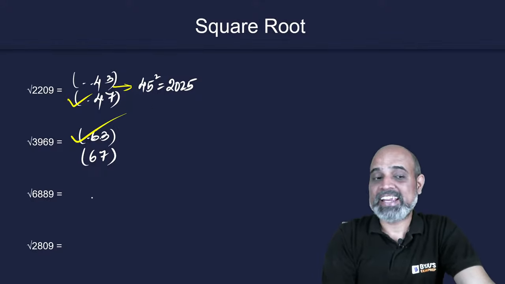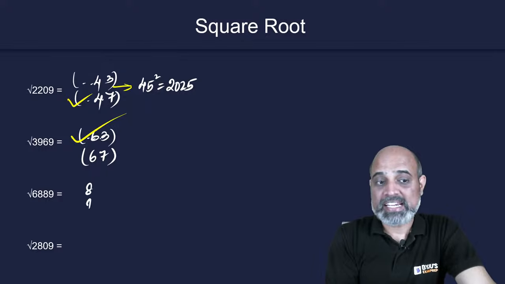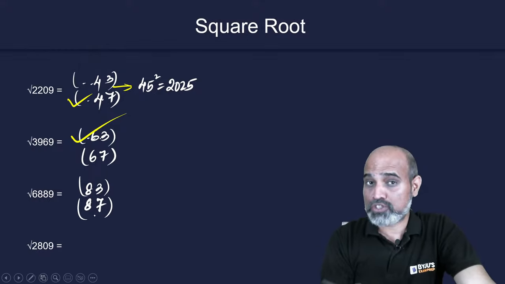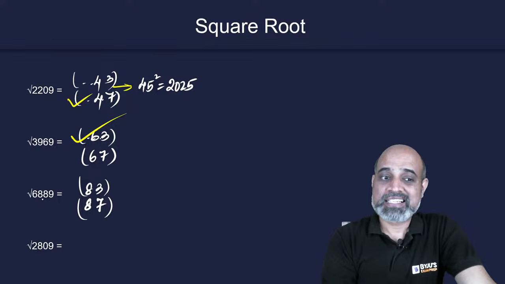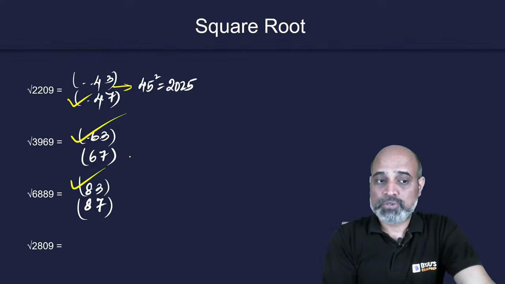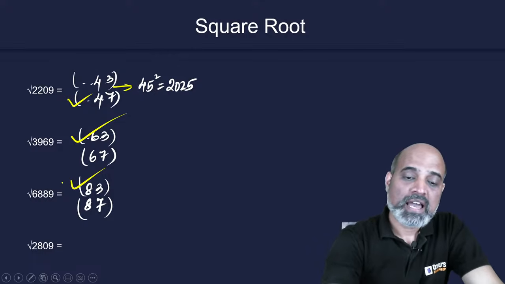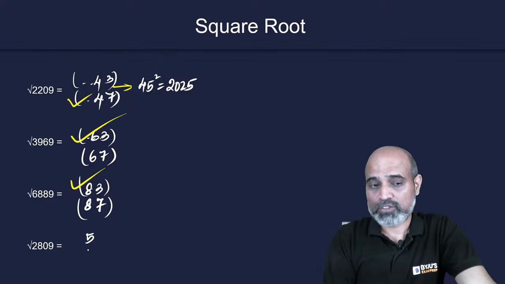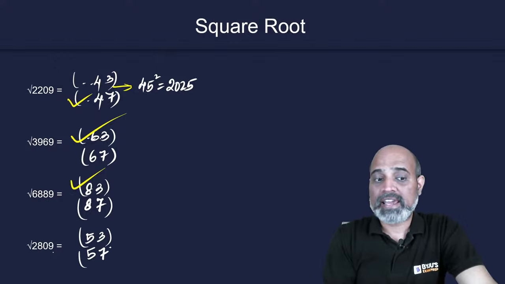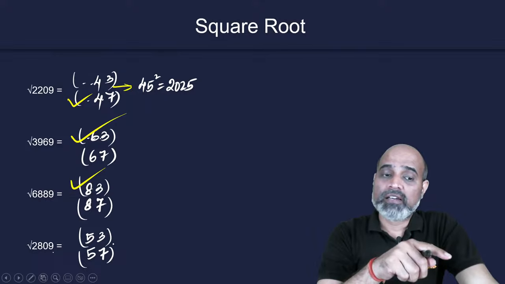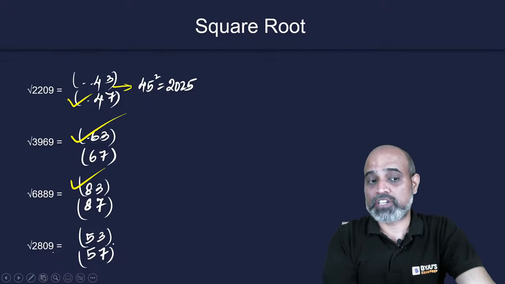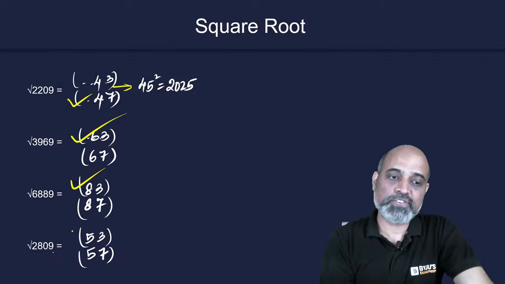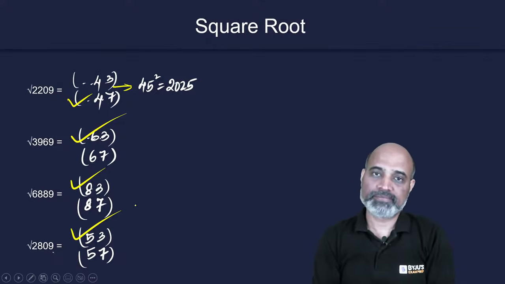Next, 68, 89. Square root of 68 will be 80s में 9 देख के या तो ये 3 होगा या 7 होगा. अब 85 का square is 7225. Since this is less than 7225, तो छोटा वाला आंसर होगा. Under root 2809. Square root of 28 is 5, 50s में हो जाएगा. Looking at 9, we know it's 53 or 57. Next, 55 का square is going to be 3025. Since this is less than 3025, 2809, तो फिर छोटा वाला आंसर हो जाएगा.